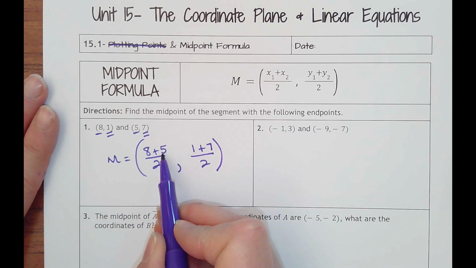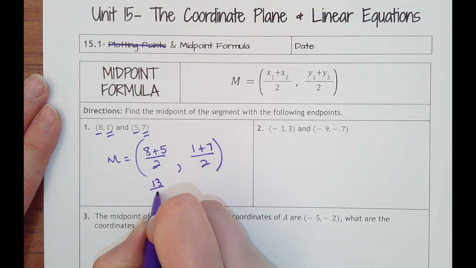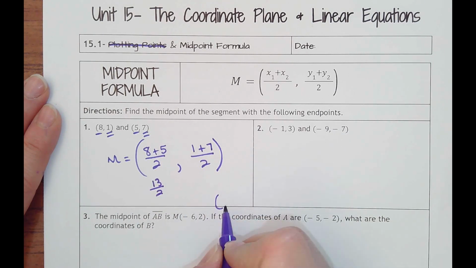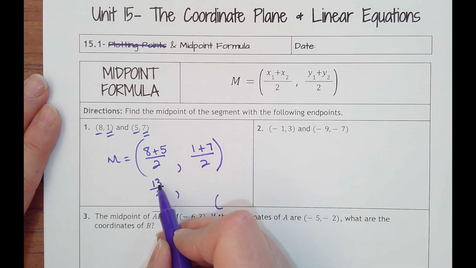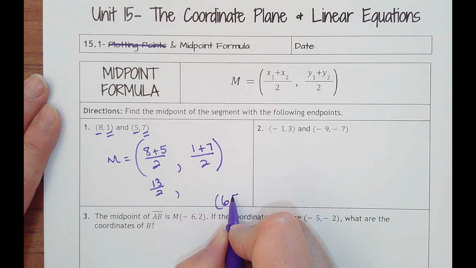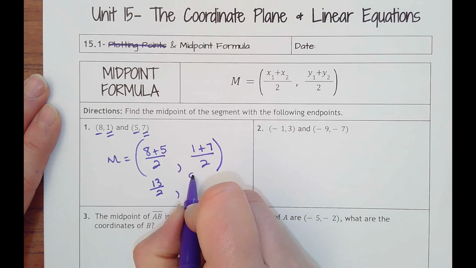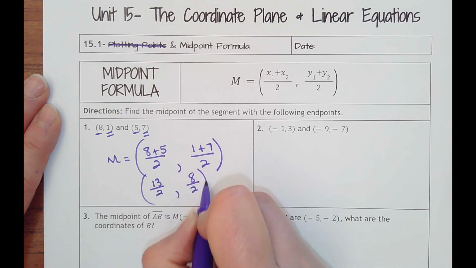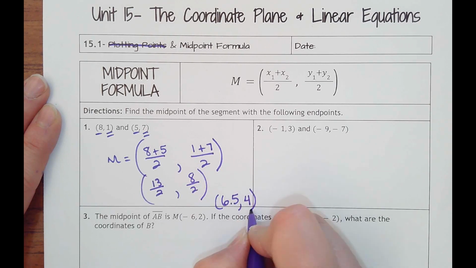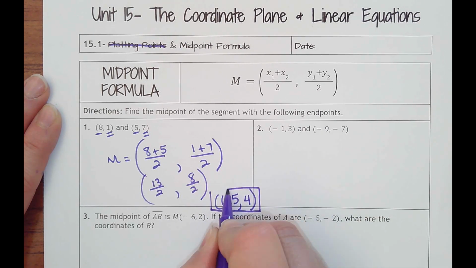So 8 plus 5 is 13. 13 won't divide by 2 evenly, it gets a decimal, which, think of 12 divided by 2 is 6, so that'd be 6.5. And 8 divided by 2 is 4. So you're just adding the two numbers and dividing by 2.